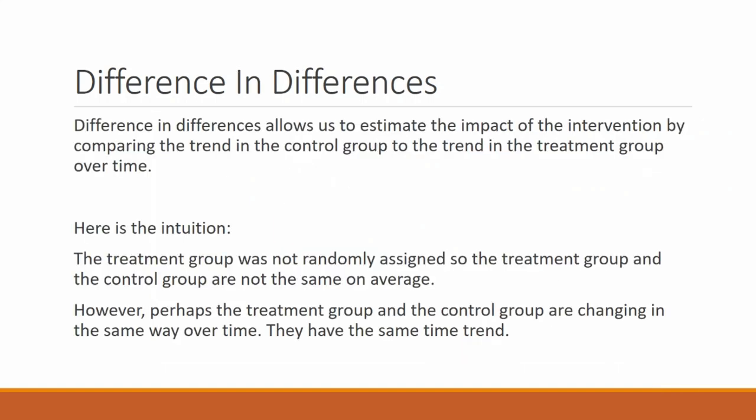So the difference in difference model allows us to get a causal impact as long as the treatment group and the control group have the same trend over time. As long as they have the same trend, the difference in difference model will allow you to identify an unbiased coefficient on the intervention.